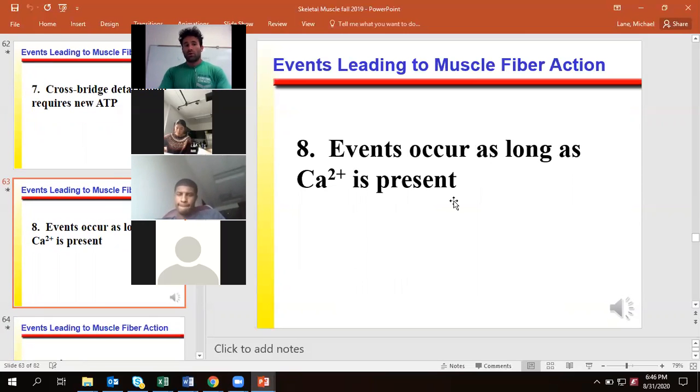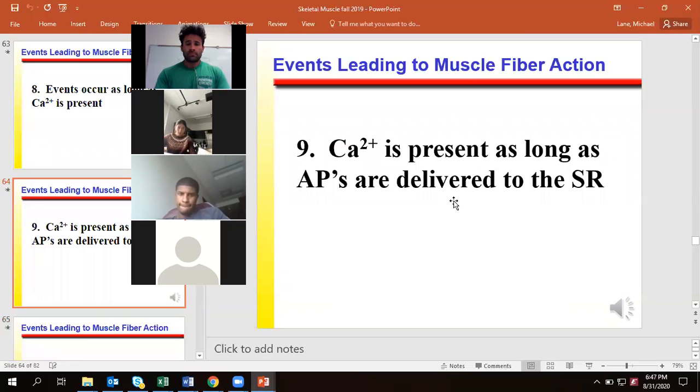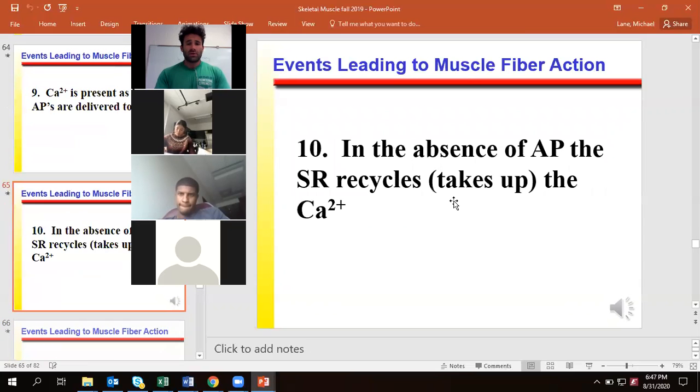This is going to occur as long as calcium is present, thanks to an action potential still being generated. As soon as the action potentials quit being sent, that's where the calcium ATPase pump is going to be running and pump the calcium back into the sarcoplasmic reticulum, where it will rebind to calsequestrin, which remember is a part of the terminal cisternae. Yay, muscular contraction.